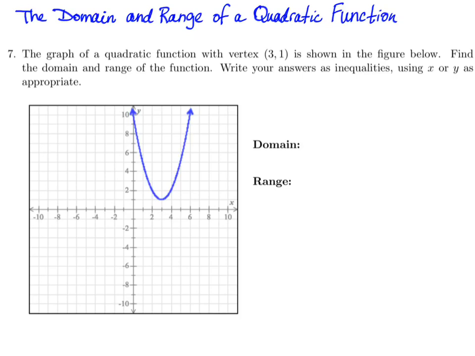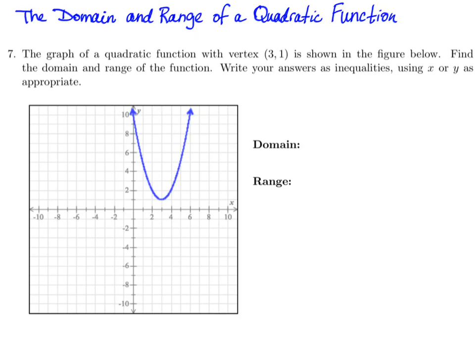Here we have the graph of a quadratic function with vertex (3, 1). The question asks us to find the domain and range of the function, and to write our answer as inequalities, using x or y as appropriate. First of all, the domain. Remember, the domain is all the possible x values, or x coordinates, of the points on the graph.